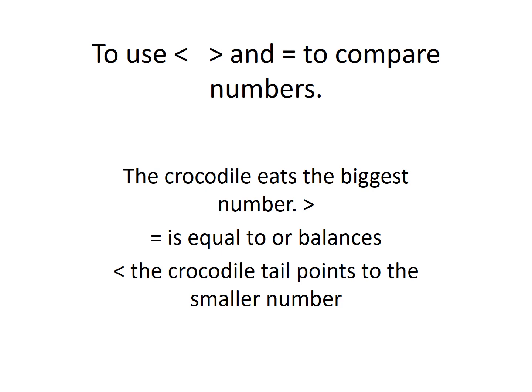So, quick recap. The crocodile eats the biggest number. Equal to or balances is the 2 lines. And then the other one, the crocodile tail, points to the smaller number. So now you're ready to have a go at the sheets. Well done.